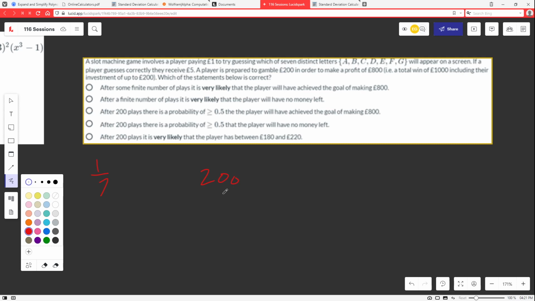Which gives 28. Yes, 28 and a bit. 28 and a half approximately. So 28 and a half wins. So doing this, you would expect to win roughly 28 times.